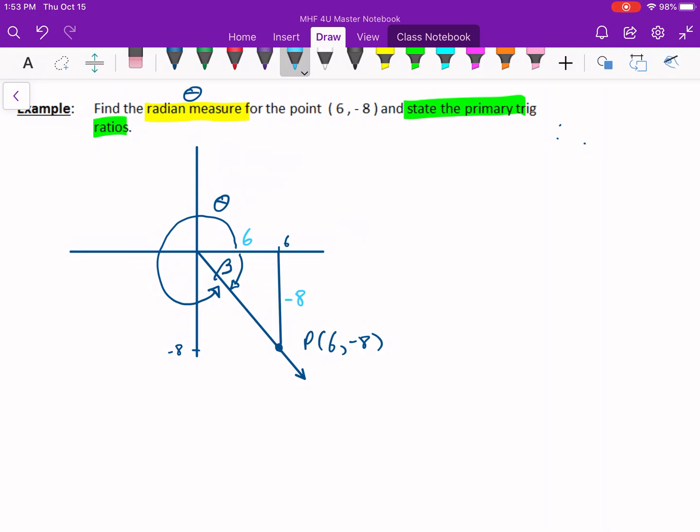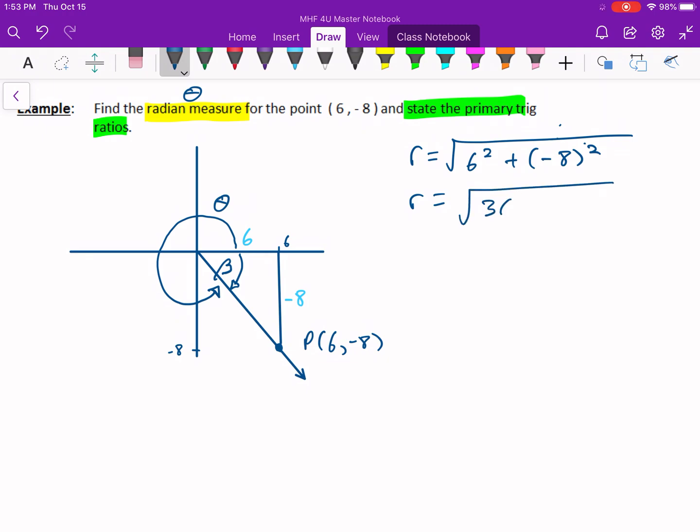And I can find out what r is, my hypotenuse. I can calculate that using the Pythagorean theorem. If I take 6 squared plus negative 8 squared, and then take the square root of it, that'll give me my hypotenuse. Remember, when we square things, they always turn out positive. So r turns out to be 10. And that's my hypotenuse.